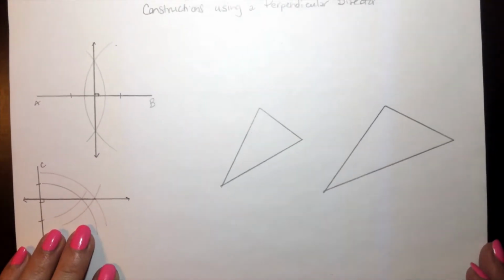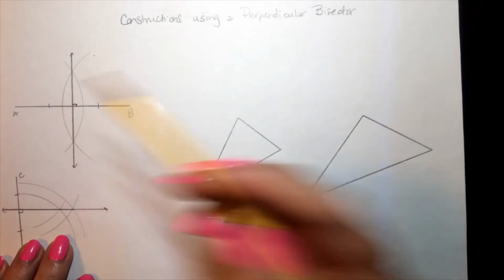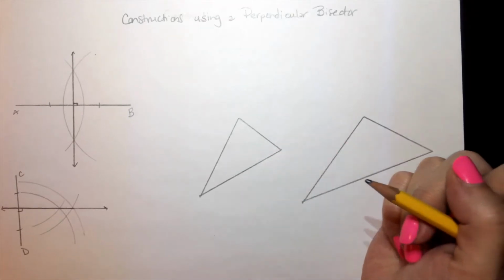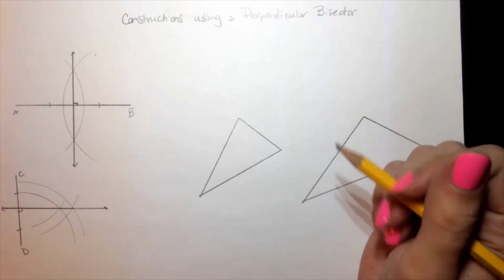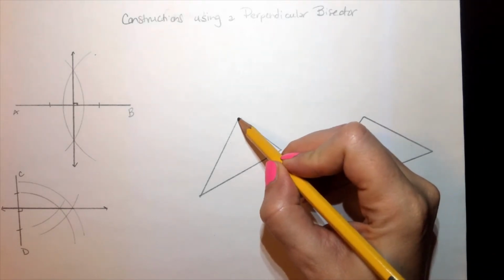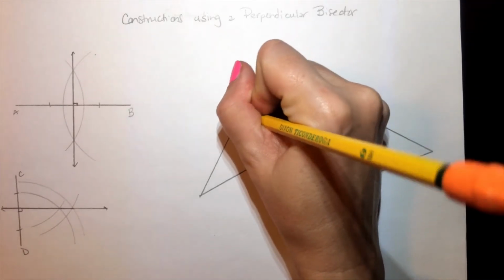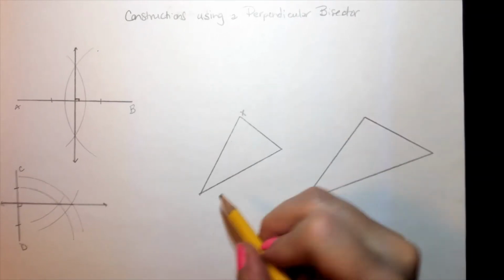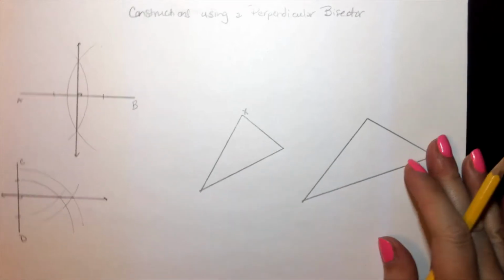There are a few things having to do with triangles that we can construct once we know how to make a midpoint, which our perpendicular bisector does give us. So my first triangle, I am going to construct a median. A median is a line segment that starts at one vertex of a triangle, doesn't matter which one, and it goes to the midpoint of the opposite side. So I'm going to label this point X, and I want to make the median that starts at point X.